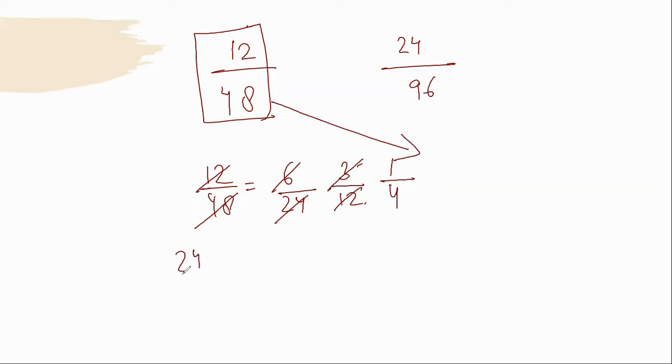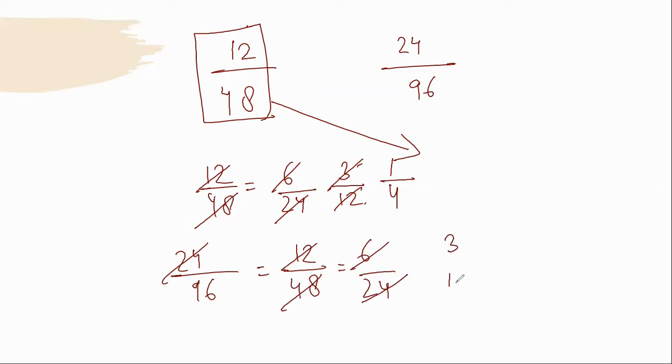Now let's take 24 over 96. Both are even numbers, so they are both divisible by 2. So 2 times 12 is 24 and 2 times 48 is 96. Again, 2 times 6 is 12 and 2 times 24 is 48. Then 2 times 3 is 6 and 2 times 12 is 24. Again, 3 times 1 and 3 times 4. We divide both the numerator and denominator by 3.